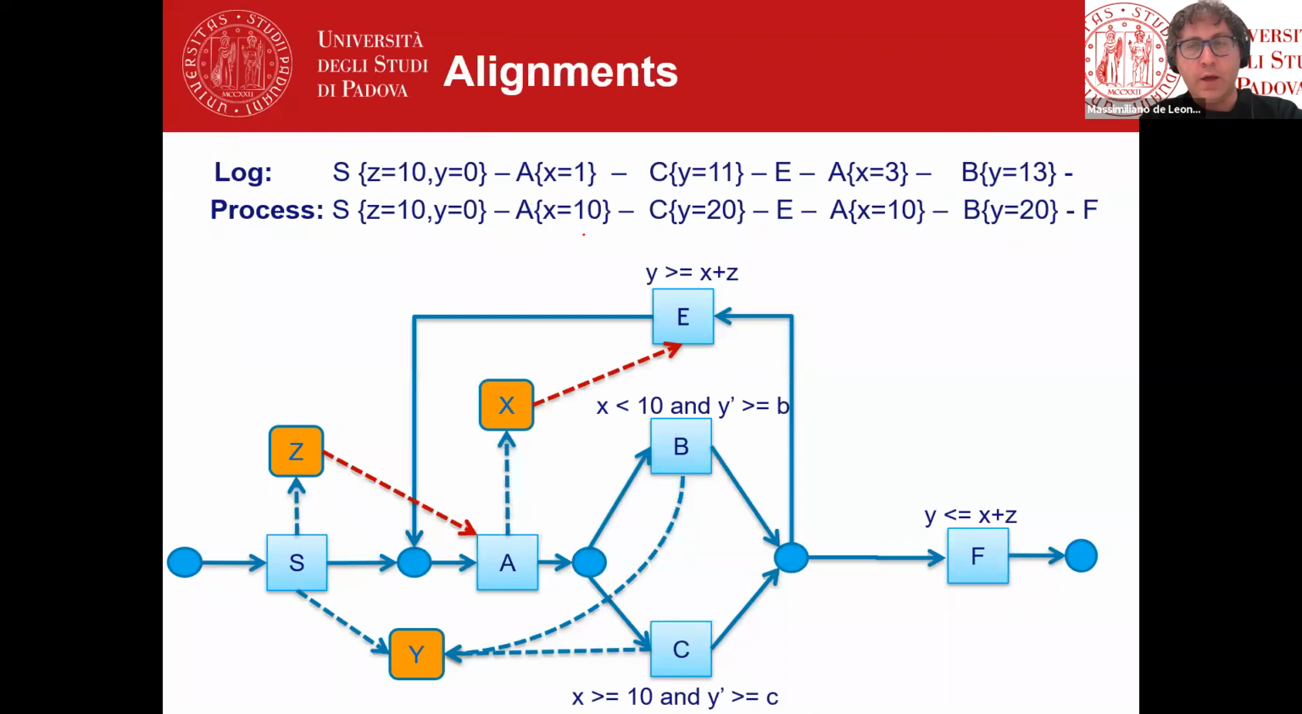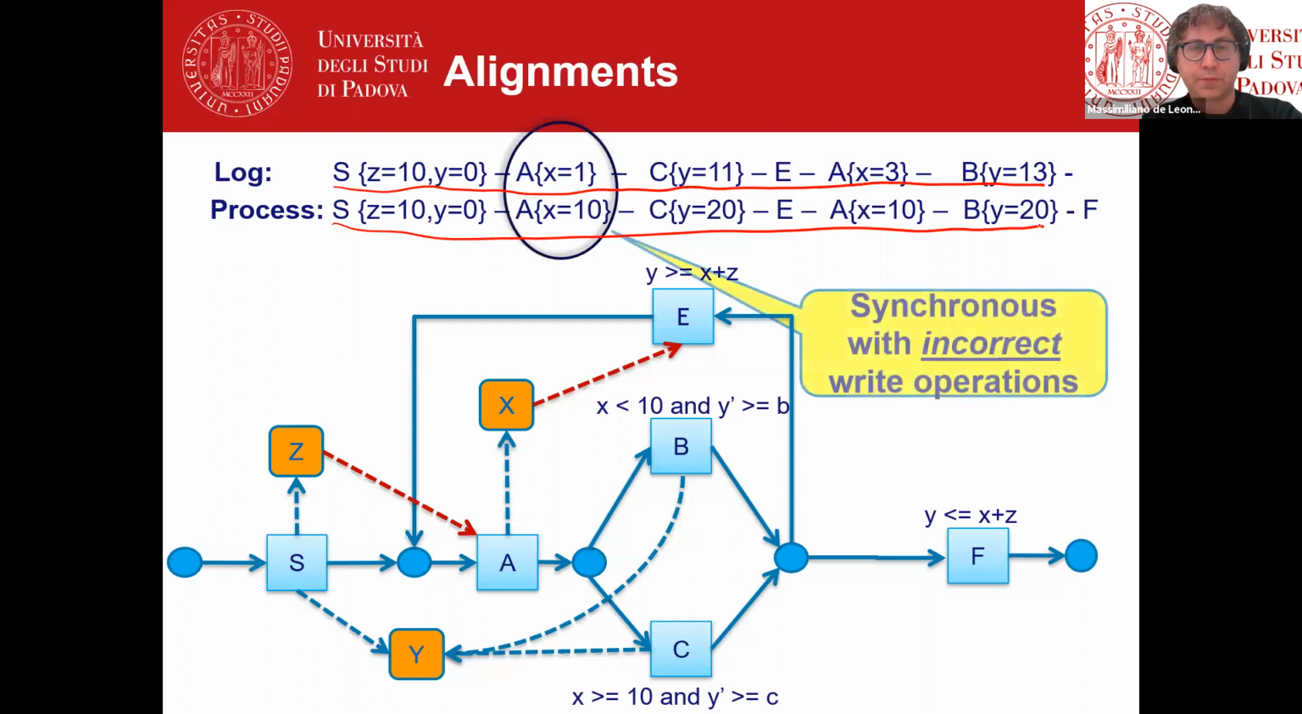this trace. I can say that this is what I call an alignment. This is the trace that I observed in the log. And this is the closest trace allowed by the model. And then by aligning these two traces, I can find and pinpoint where deviations occur. This is the first deviation, and I'll call it a synchronous move with incorrect write operation.